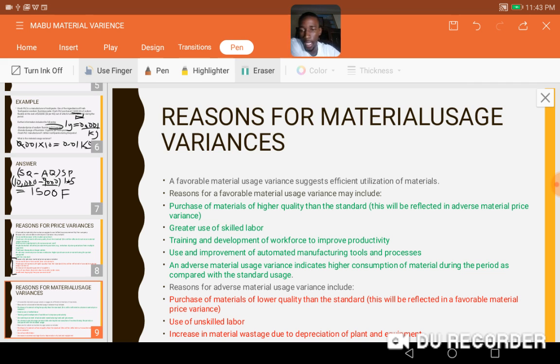The other one is an increase in material wastage due to depreciation of equipment. Yes, once the equipment gets older, it becomes less effective. It's just the opposite of labor. Labor, with time, they improve. But with equipment, with time, it decreases.